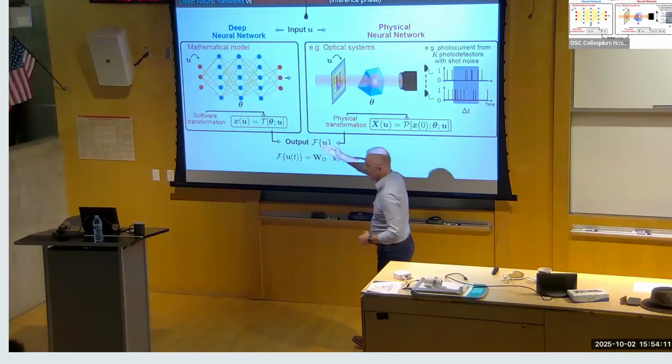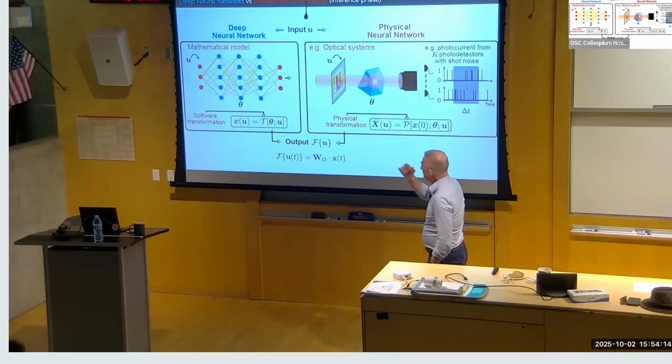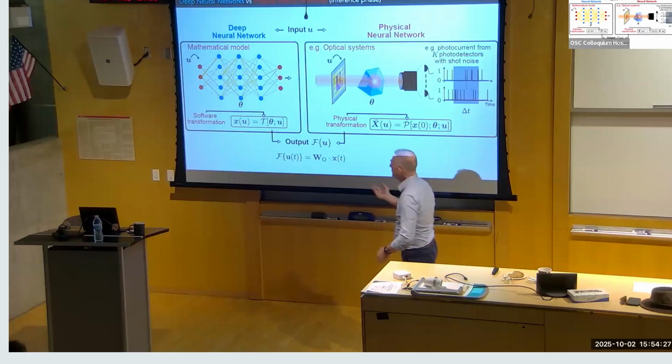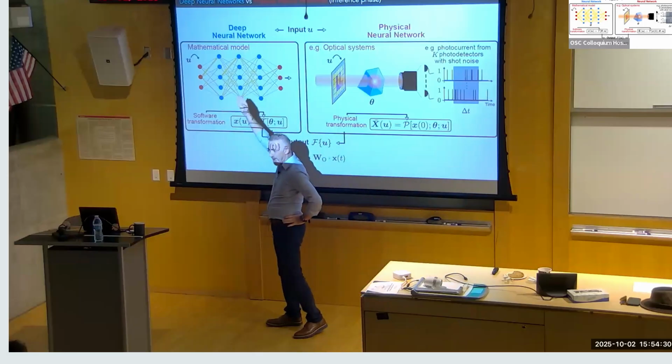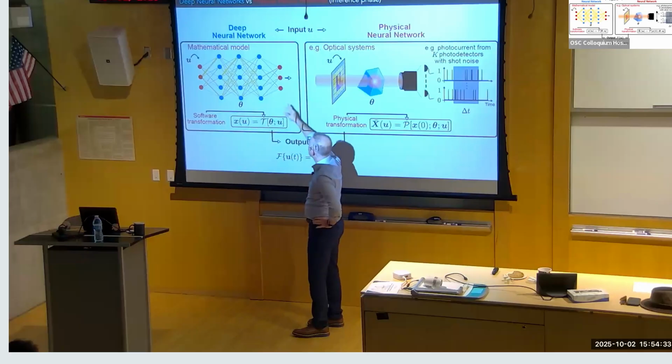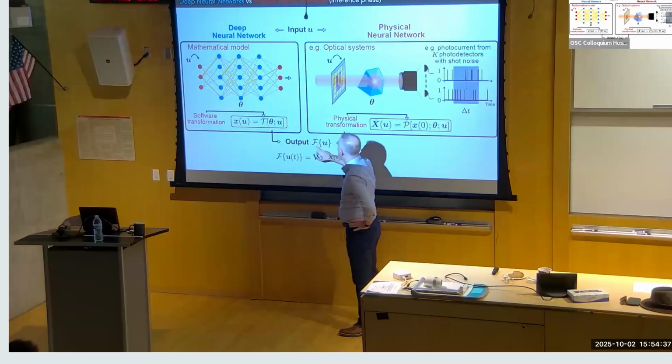So on the left-hand side, you see a standard schematic describing a deep neural network. And for the purposes of this talk, you can think of a deep neural network as a mathematical transformation that takes an input u, imagine it's a long, high-dimensional vector, and produces an output that is a function of that input u. And again, for the purpose of this talk, we shall divide this computation of this function of u into two stages.